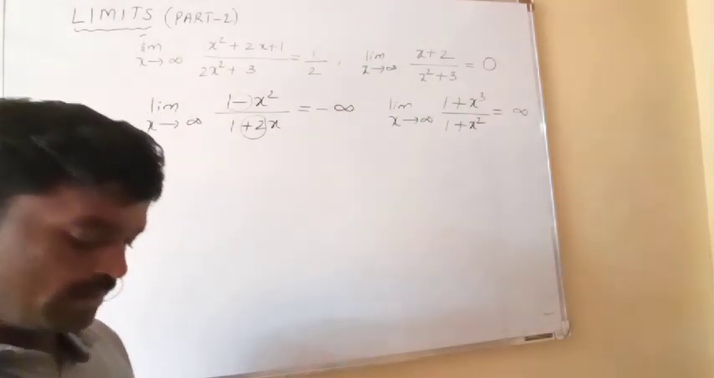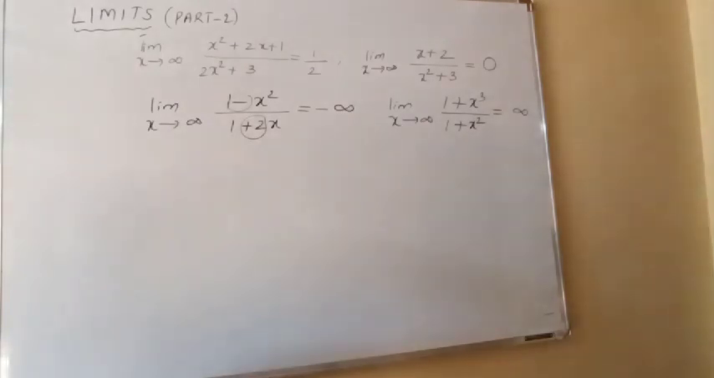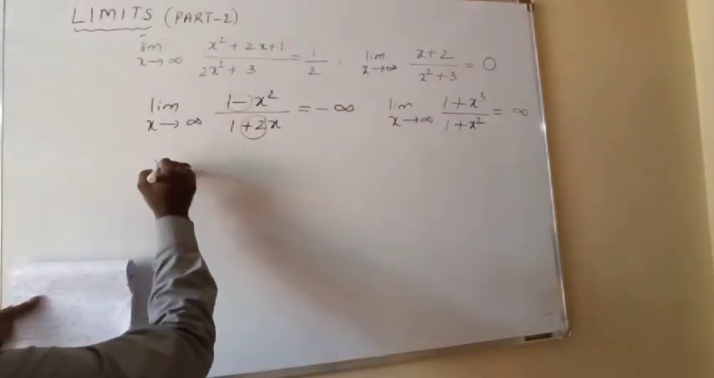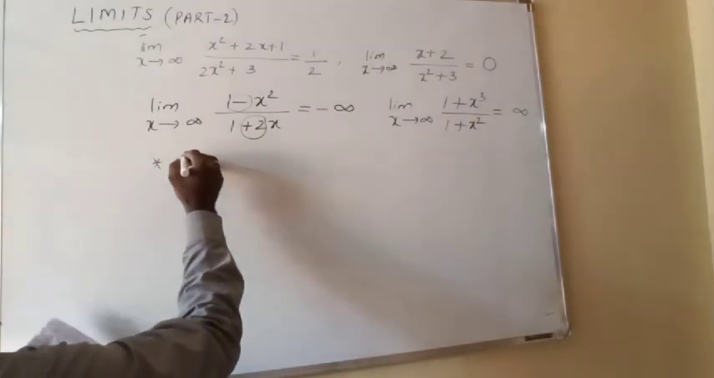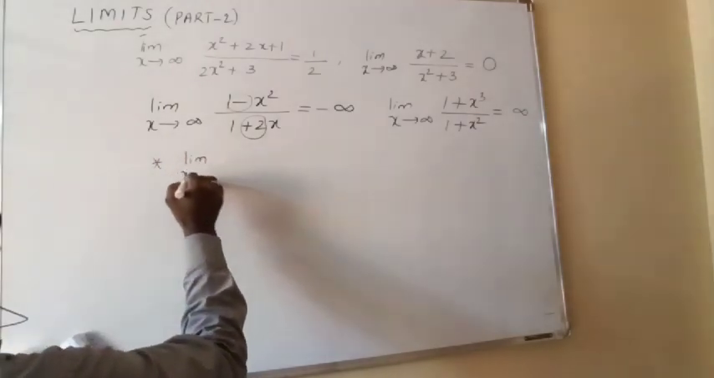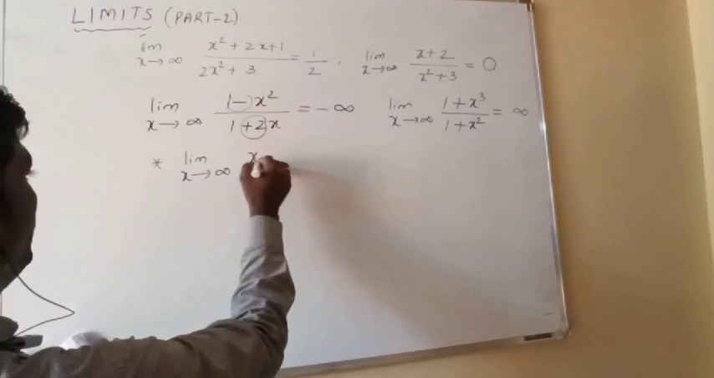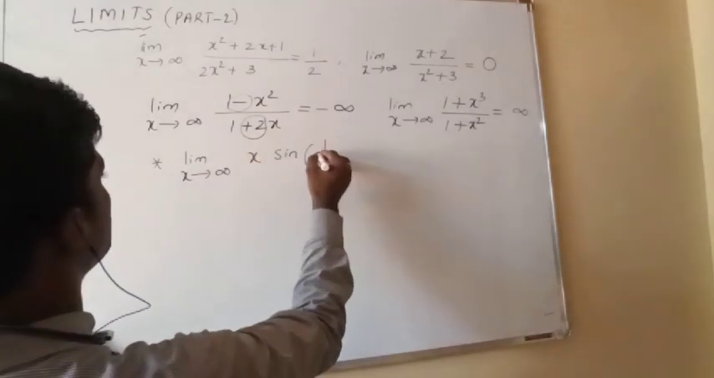Now this is a previous year mains problem. See here, previous year mains problem. And before that, I am doing one more problem. Limit x tends to infinity, x into sine 1 by x.